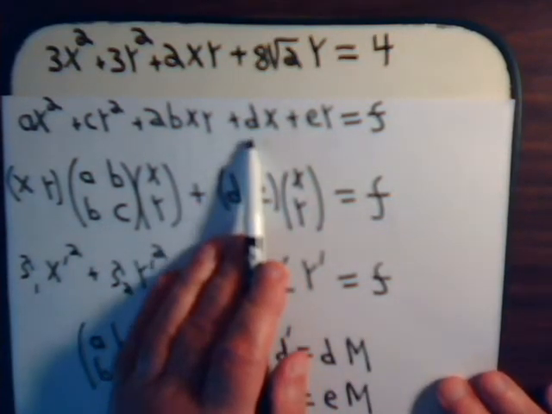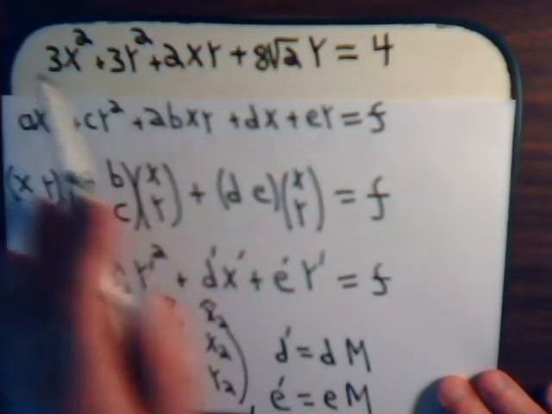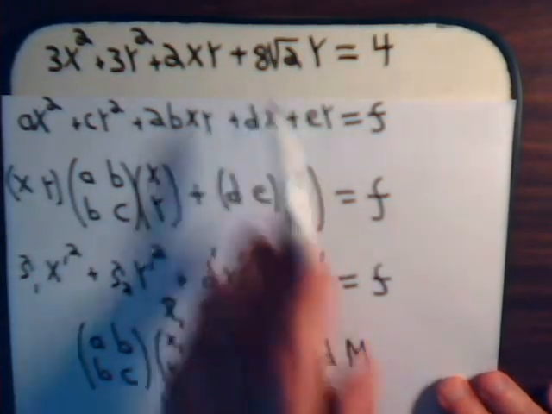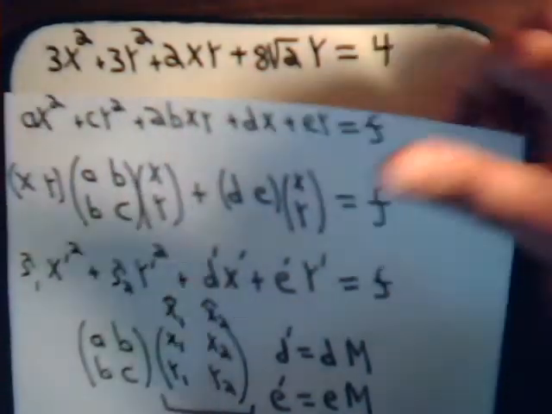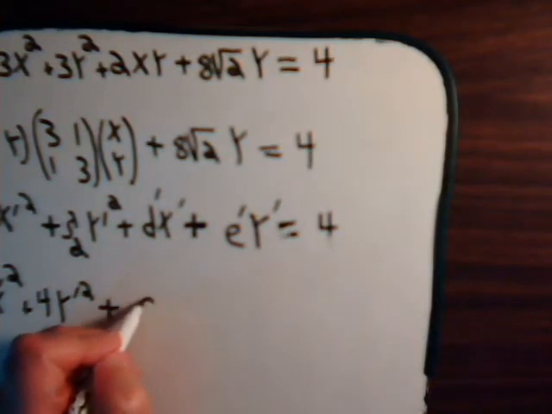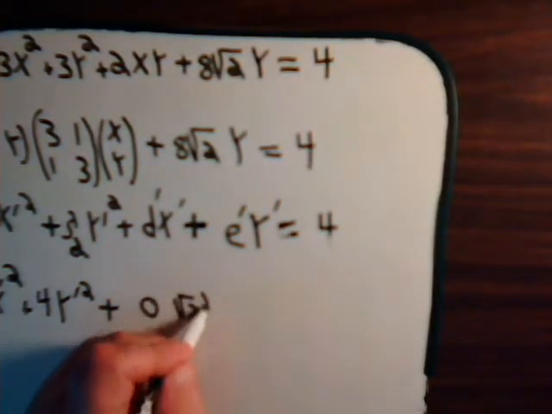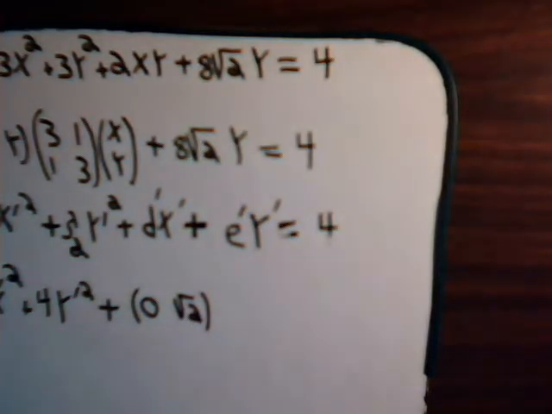D is 0. We have no x here. E is 8 times the square root of 2. So what we have here then is 0, the square root of 2. Then we have times the Model matrix.